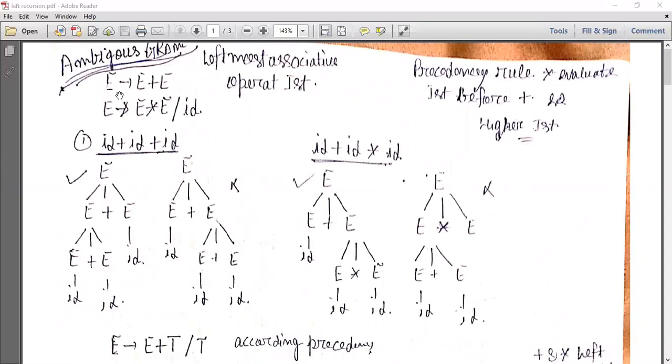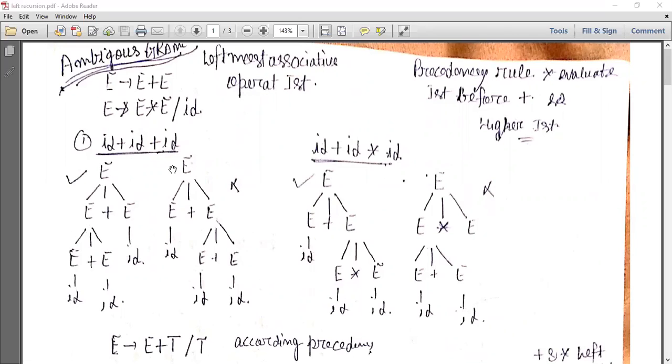Now take care of this example. E tends to E plus E and E tends to E asterisk E, or id. We consider two different parse trees for this particular string, but according to the associativity rule, which tree is correct? So how to check this? We construct two different trees. First is E tends to E plus E, and now we want to derive id plus id plus id. So E plus E again we derive, so the resultant is id plus id, then id.